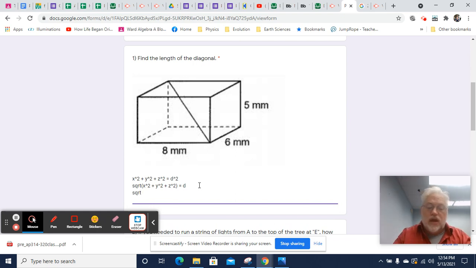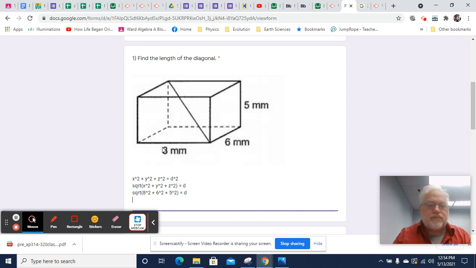We're going to get the square root of, let's say 8 is x, so 8 squared, it doesn't actually matter which one you choose, plus 6 squared plus 5 squared. Okay, and that's going to equal the diagonal. Okay, and then we start sorting out what those squares are. Square root of 64 plus 36 plus 25. And that's going to equal the square root of 125. And that's going to equal the diagonal.